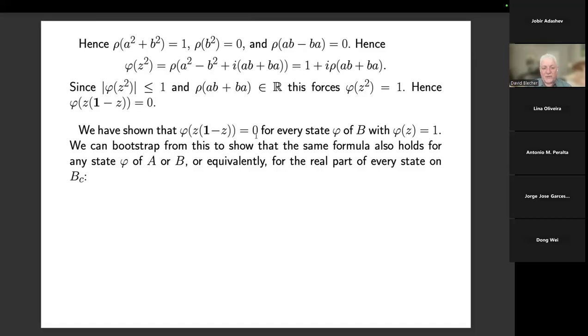So just to summarize, we've shown that phi of z times 1 minus z equals 1 for every state with phi of z equals 1, and can bootstrap from this to show that the same formula holds for any state, not necessarily with phi of z equals 1, or equivalently for the real part of every state on the complexification. So it's not hard to show that the states of the original Jordan algebra are just the real parts of states on the complexification.